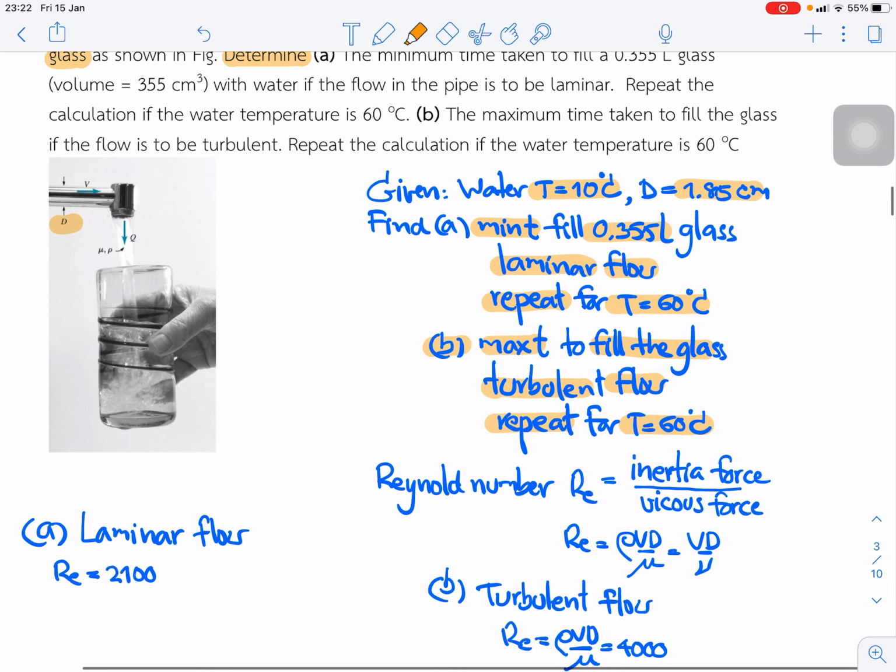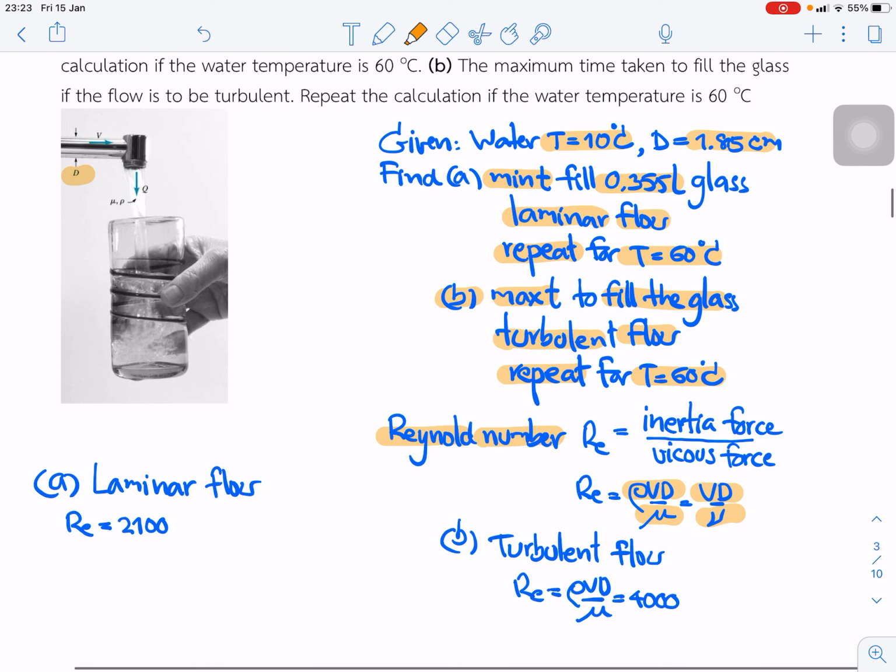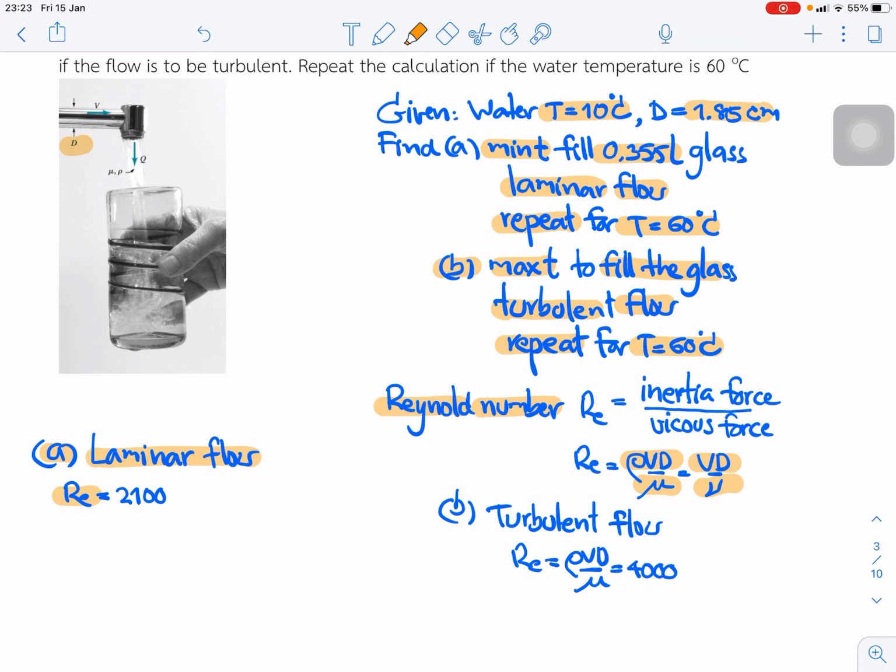Okay. So we are going to apply the Reynolds number. The Reynolds number is the inertial force divided by the viscous force, a dimensionless variable. It is equal to rho V d over mu, or V d over nu. We start first from the laminar flow. For laminar flow the Reynolds number is about 2100. Next we substitute Reynolds number with rho V d over mu, so we can find the velocity is equal to 2100 mu divided by rho d.